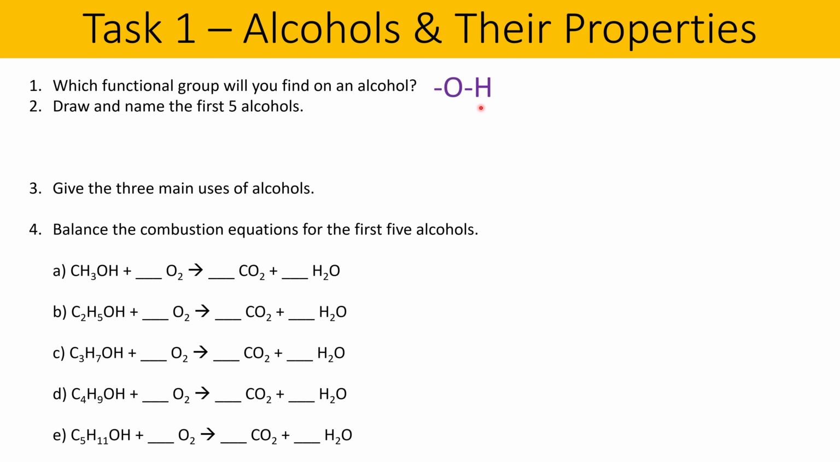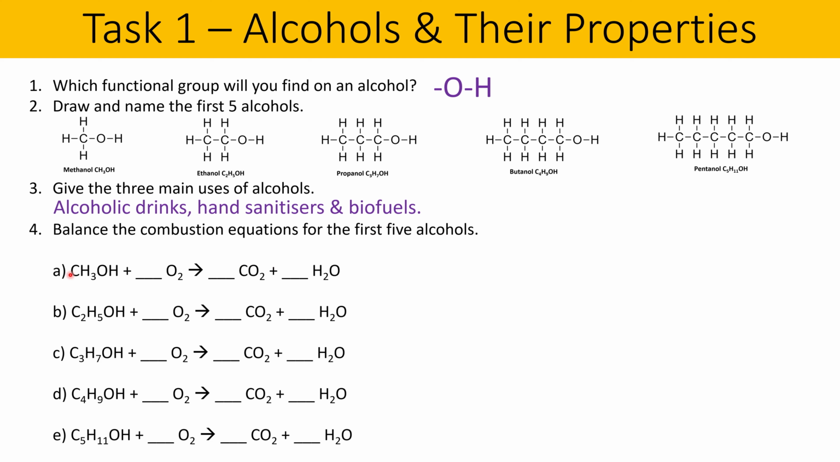Next, we had to balance the combustion equations for the first 5 alcohols. 1 carbon in the fuel, so 1 CO2. You could have left that blank. 4 hydrogens overall here, so halve it, we'll get 2 waters. Next up, we can see that we've got 1, 2, 3, 4 oxygens on the right hand side, minus 1 is 3, then halve it, 1.5 oxygens. It's fine to write a half number in a balanced equation.